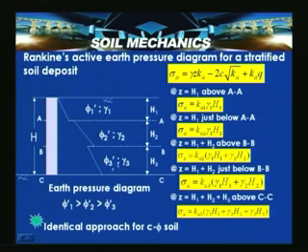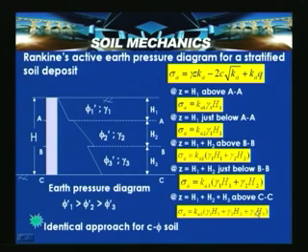Now the third soil, which is phi 3 soil, has Ka3 obtained by 1 minus sin phi 3 by 1 plus sin phi 3, so sigma A is equal to Ka3 into gamma 1 H1 plus gamma 2 H2. Now above CC, if Z is equal to H1 plus H2 plus H3, then sigma A is equal to Ka3 into gamma 1 H1 plus gamma 2 H2 plus gamma 3 H3.